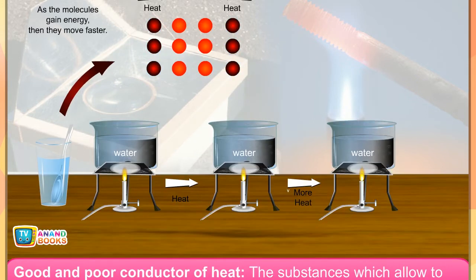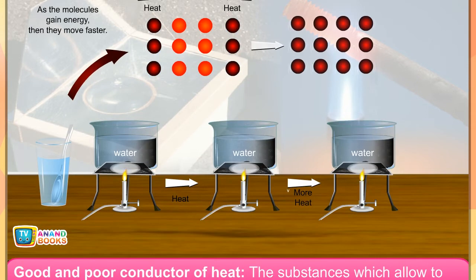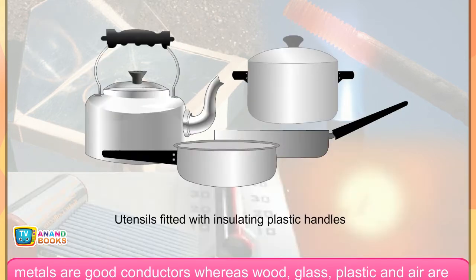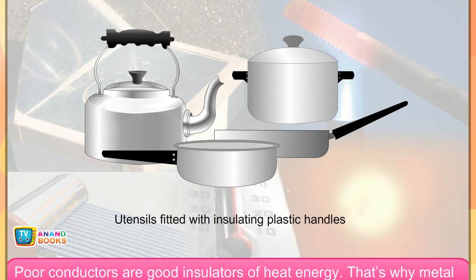Good and poor conductors of heat. The substances which allow heat energy to pass easily are known as good conductors of heat. Metals are good conductors, whereas wood, glass, plastic, and air are bad conductors, as they do not allow heat energy to pass through easily. Poor conductors are good insulators of heat energy. That's why metal vessels are fitted with heat insulating plastic or wooden handles.